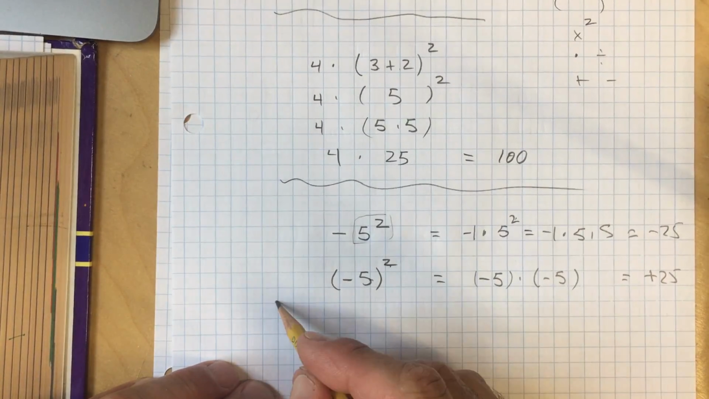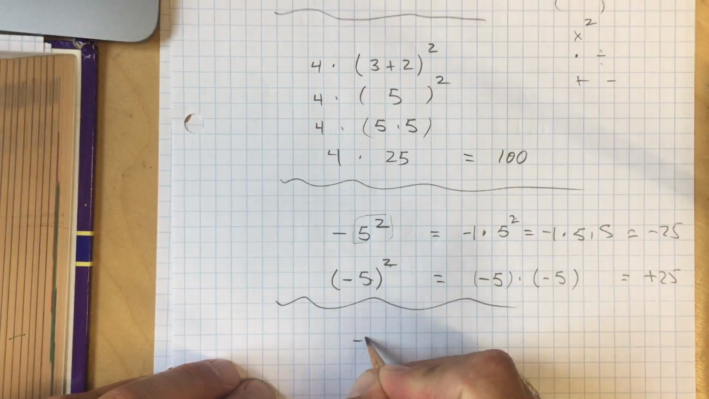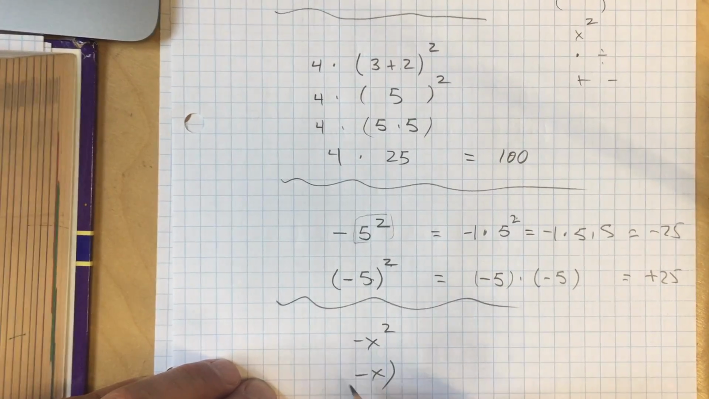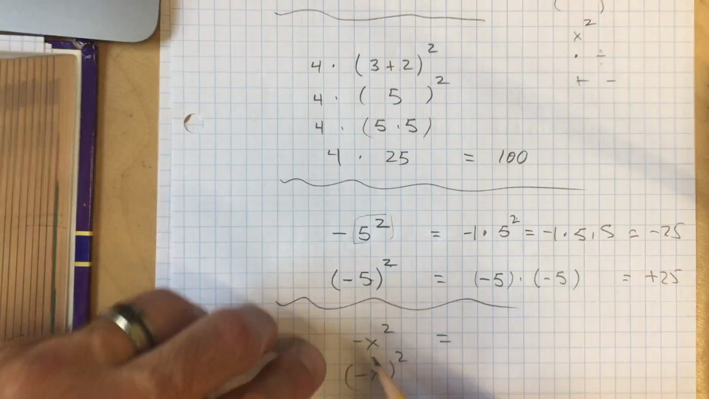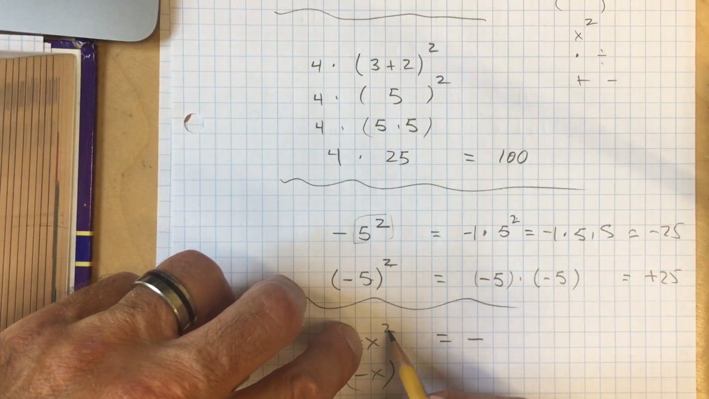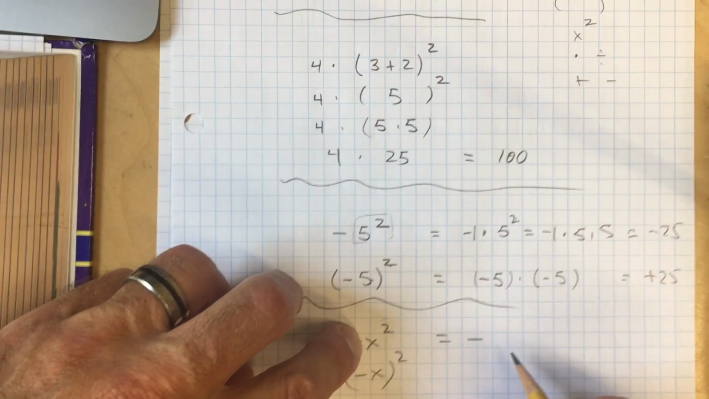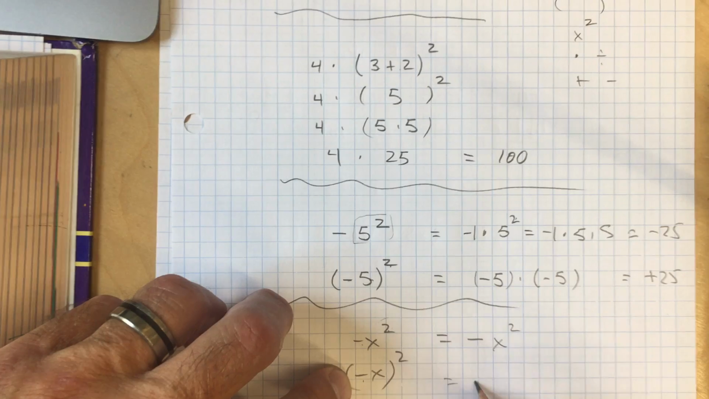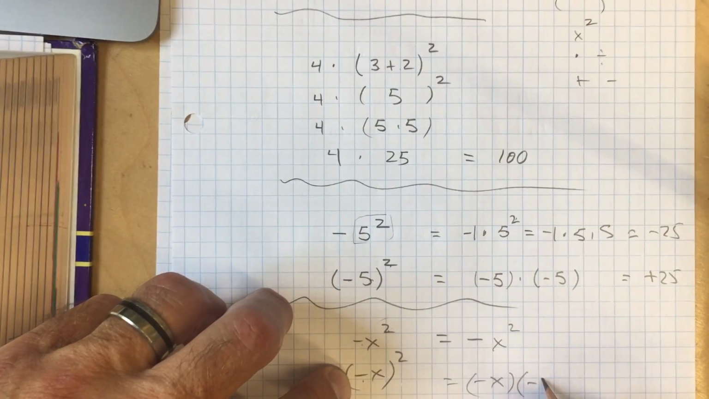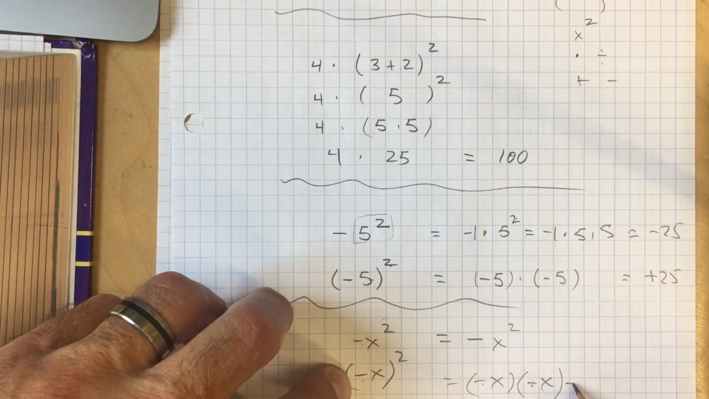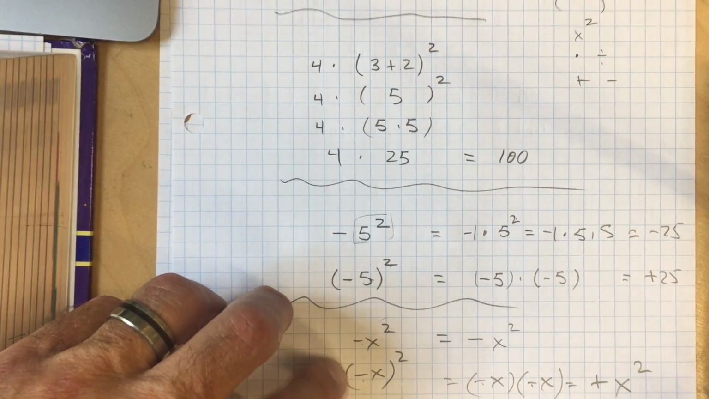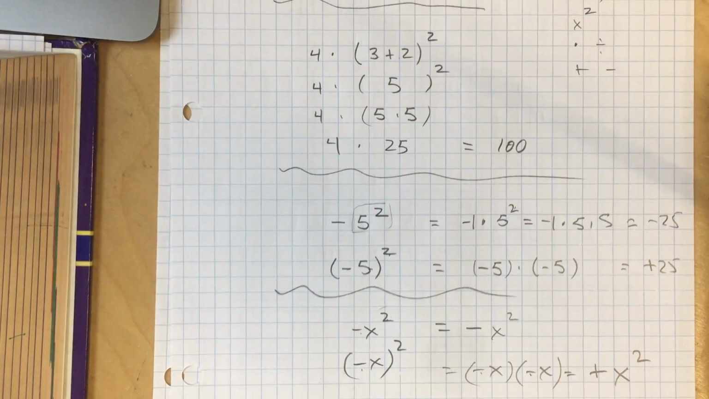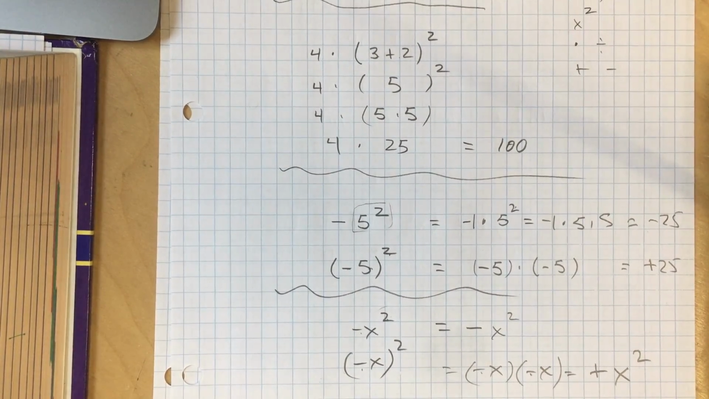Okay? So that's the big idea. If you had negative x squared or you had negative x in parentheses squared, you do the negative, the squared, the exponent only applies to the x. This one, you do negative x times negative x. Negative times negative is positive. x times x is x squared. Okay, so that's what's going on with that.